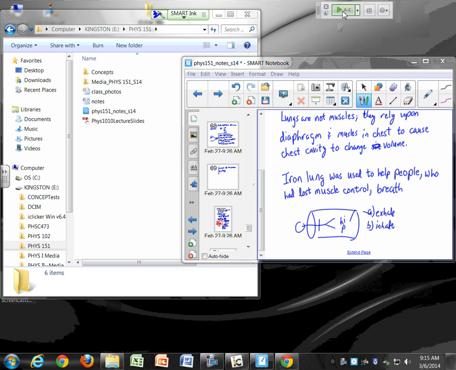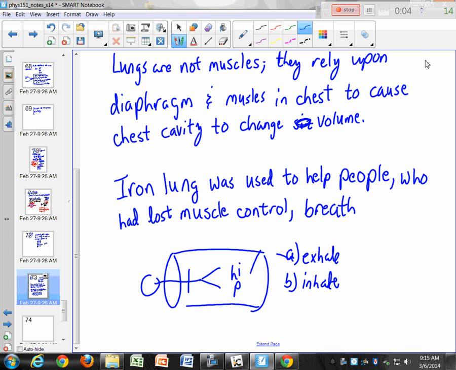You have high pressure inside the iron lung, so when that big diaphragm pushes in and increases the pressure inside the iron lung, what happens? Do you exhale or inhale? Right, I'll stop at 30 seconds. Do you inhale or exhale when you have a high pressure inside the iron lung? I'm going to go at 35. All right.